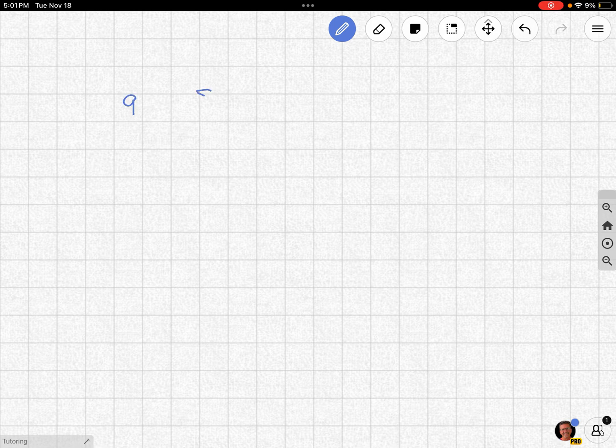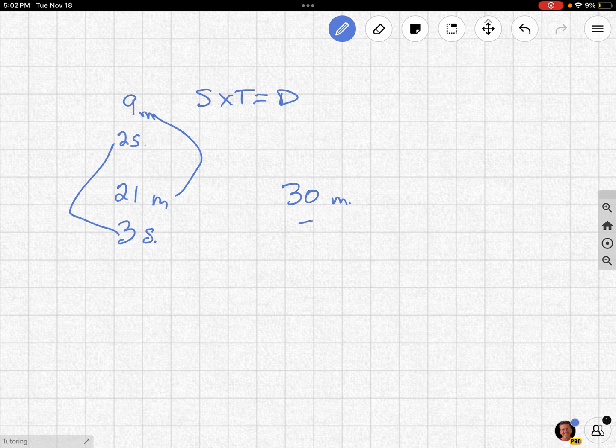So, let's start with Stinky Tim died. Speed times time equals distance. It's going 9 meters in 2 seconds right here. Then it goes 21 meters in 3 seconds. How far does it actually go? It's actually going 30 meters altogether, right? The 9 meters and the 21 meters. And how long does it take? It takes 5 seconds.